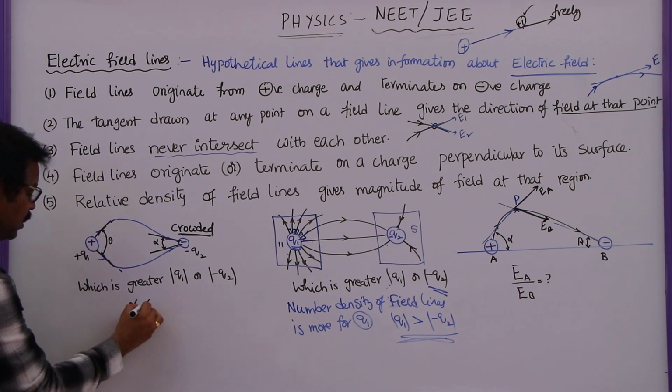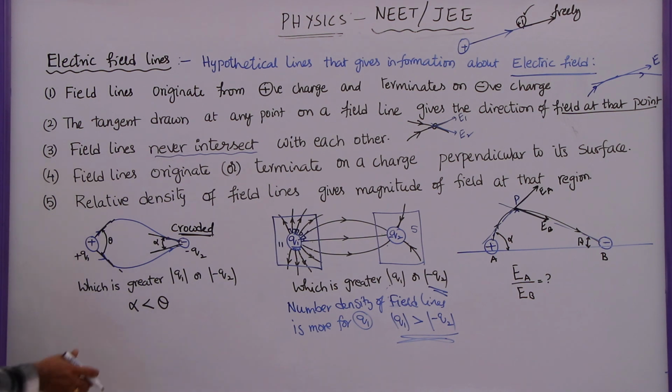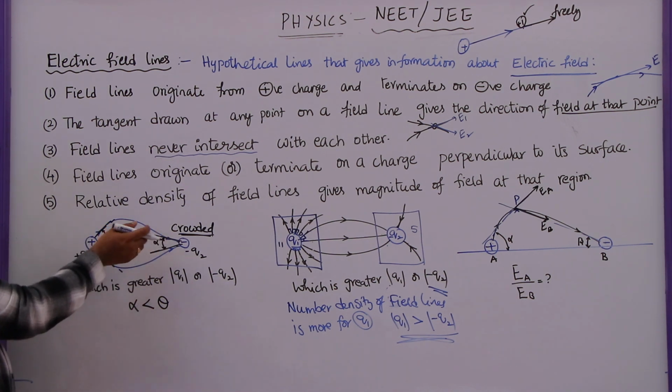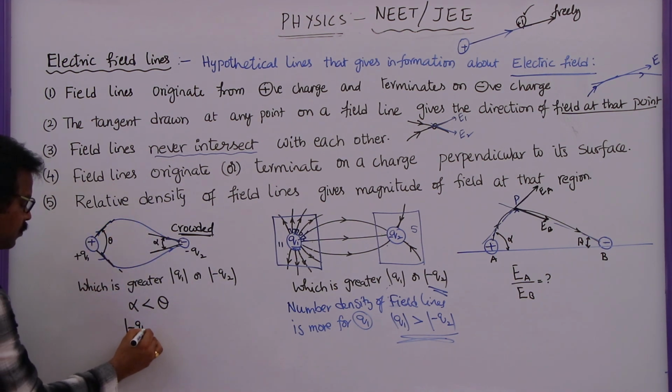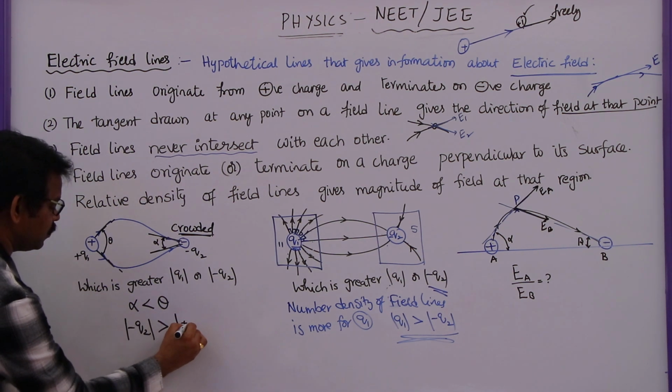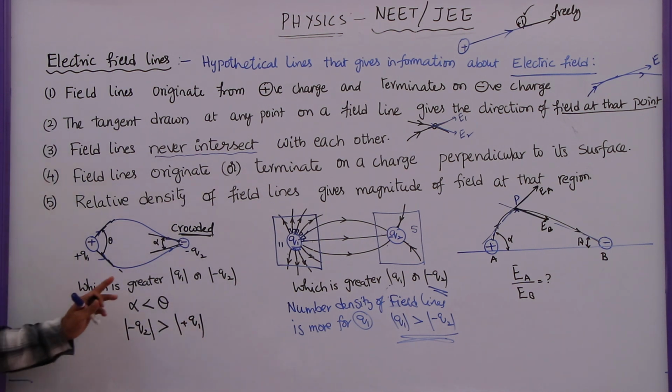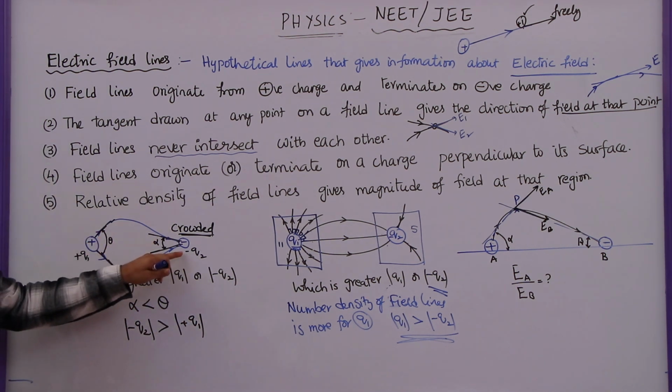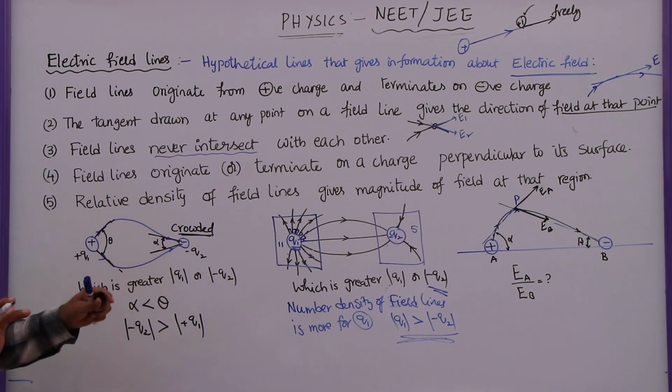Here alpha less than theta. When the alpha is less, means they are crowded together. So magnitude of Q2 greater than magnitude of Q1. So based on this one, we can say this is the stronger charge or bigger charge when compared to this one in terms of the magnitude.